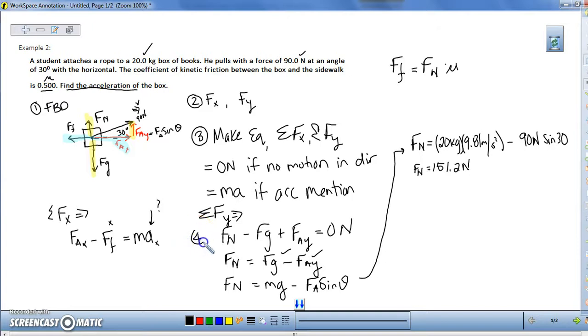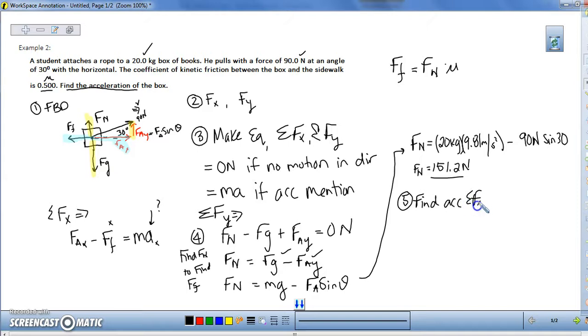I'm finding force normal to find force friction. Here we go. Step 5. Now that we have friction, we can find the acceleration using the sum of the forces in the x.